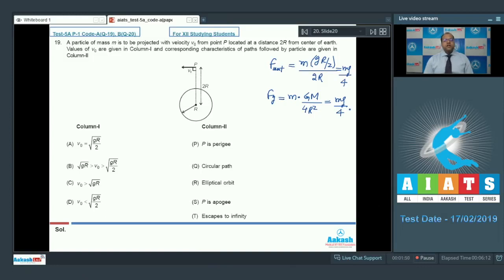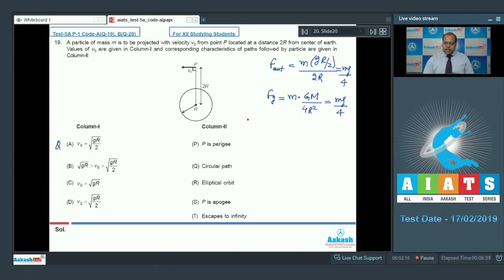So in this case, the required centripetal force to move in a circle is provided by the gravitational force. So in option A, the correct matching will be circular path. So Q will be the correct matching. Let's check entry C, in which v0 is greater than under root GR.